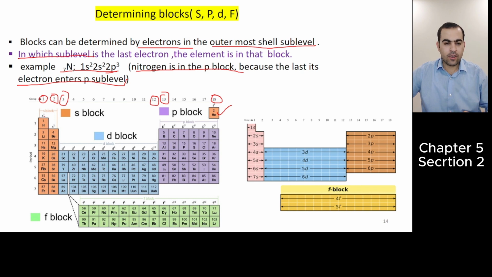For example, for group 1, their last electron is in s, and the last s contains only one electron. s2 means 2 electrons in the last shell.